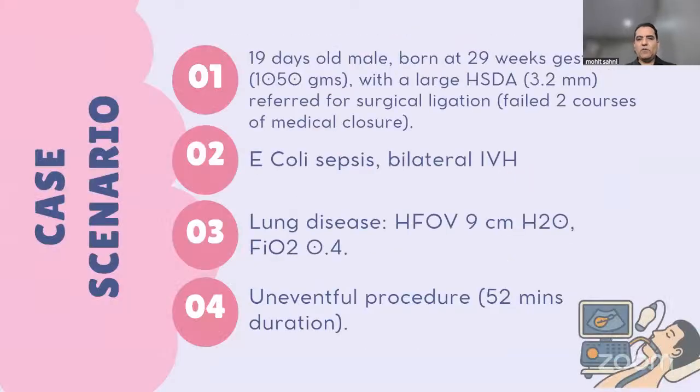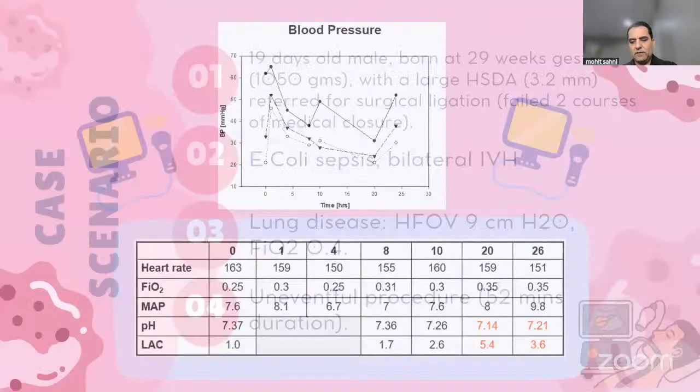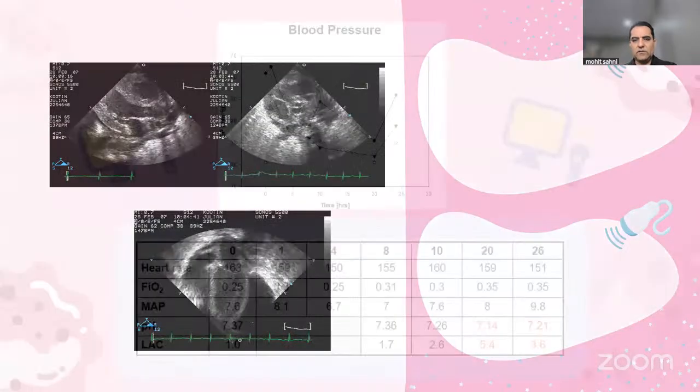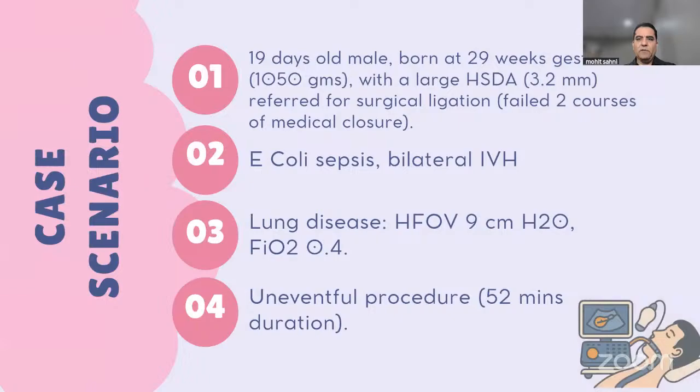So if we talk about a case scenario, this is a 19 days old male born at 29 weeks of gestation with around 1 kg weight, with a large HSPDA of 3.2 millimeters. The baby was referred for surgical ligation as the baby failed 2 courses of the medical closure of the PDA. There was E. coli sepsis, bilateral IVH, and significant lung disease, with high frequency oscillator ventilation with MAP of 9 and FiO2 of 40%.